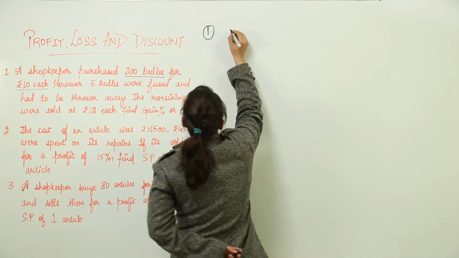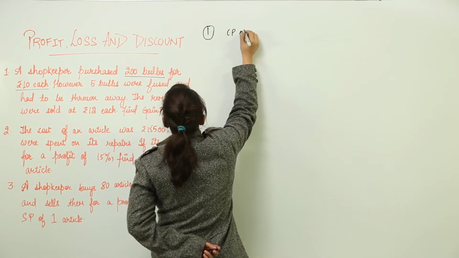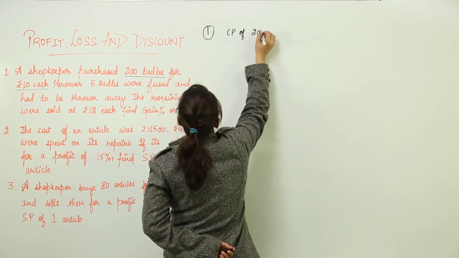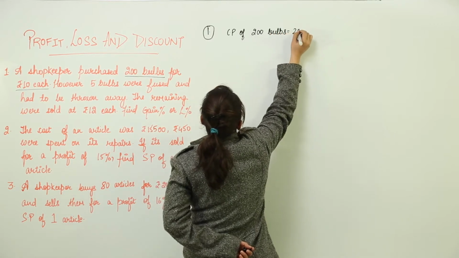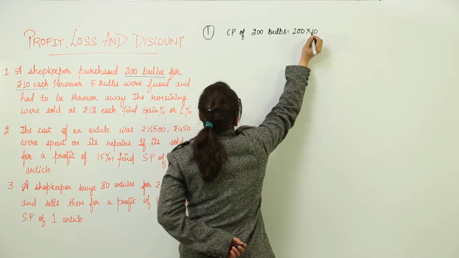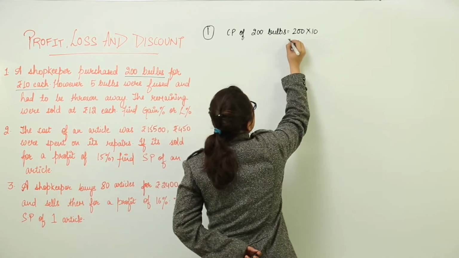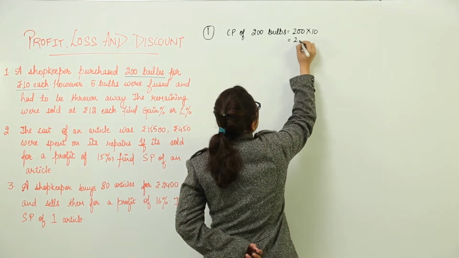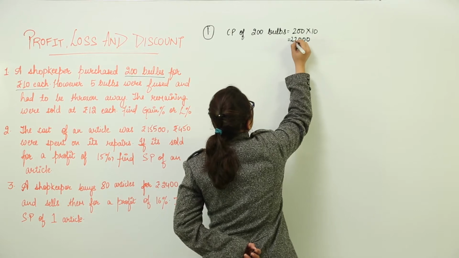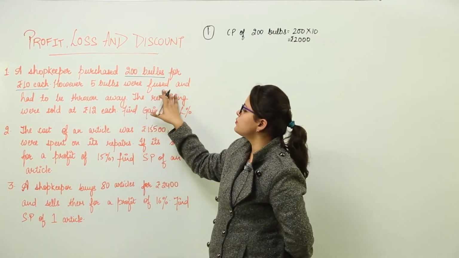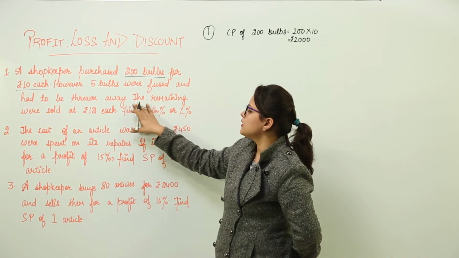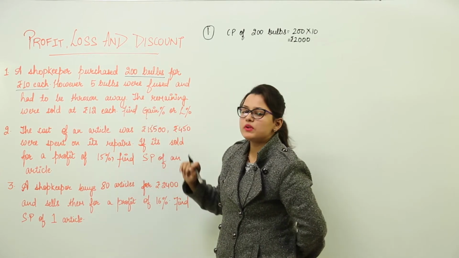That means you can write here the CP of 200 bulbs equal to 200 into 10, because each bulb was costing rupees 10. So the cost price of 200 bulbs would be rupees 2000. Right? The next line says, however, 5 bulbs were fused and had to be thrown away. The remaining were sold at rupees 12 each.